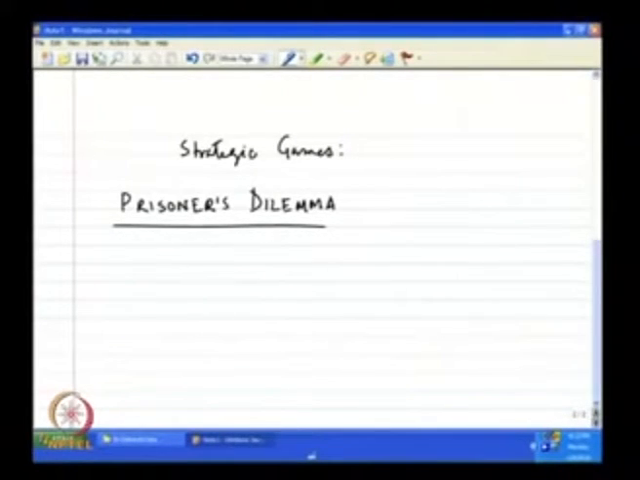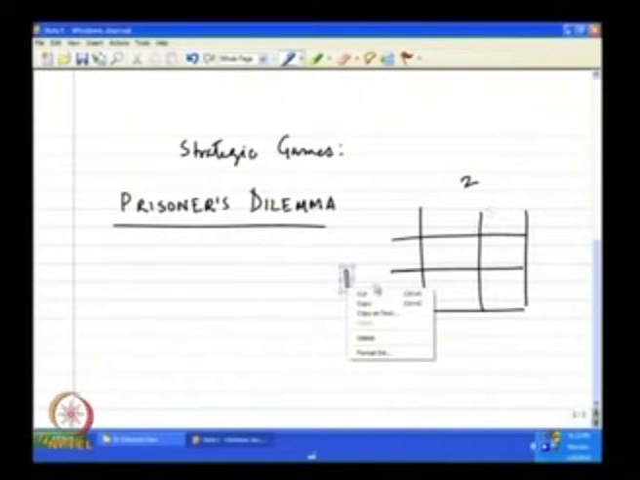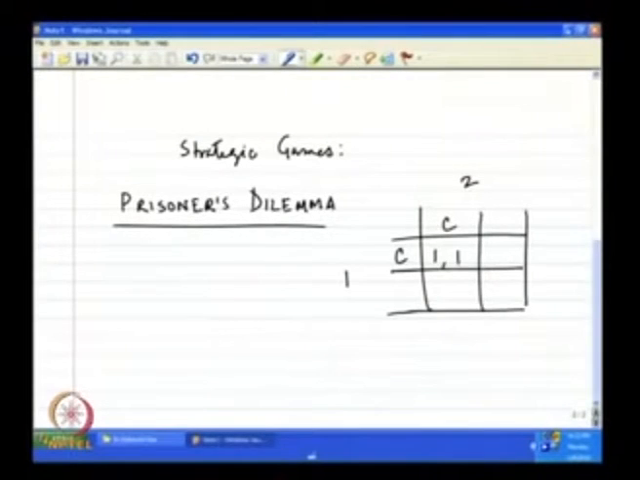The idea is that there are 2 players, 2 prisoners basically, who are caught for a serious crime, and they are kept in 2 separate prison cells. This is prisoner 1 and this is prisoner 2. Now, the prisoners can either confess to the crime or not confess. If both of them confess to the serious crime, let us call this action CC, then both of them will go to jail for 3 years, and this is represented by the number 1 for each.